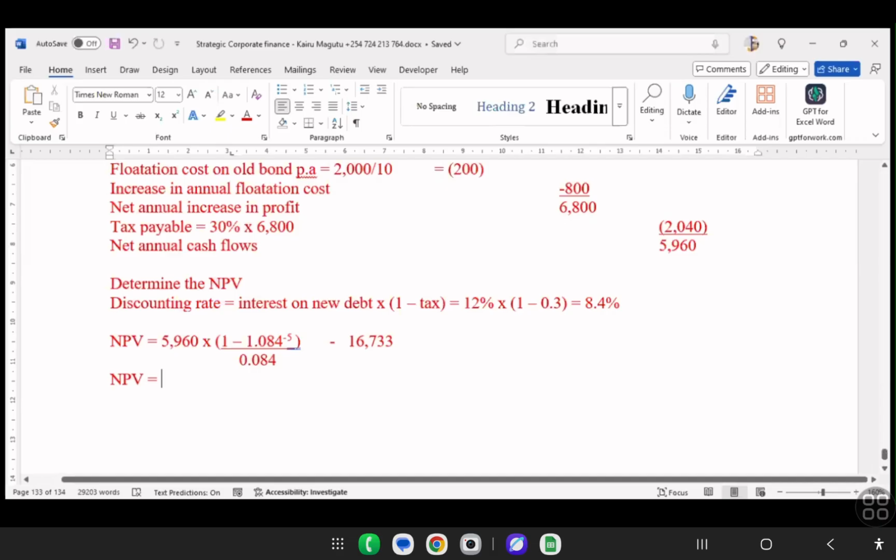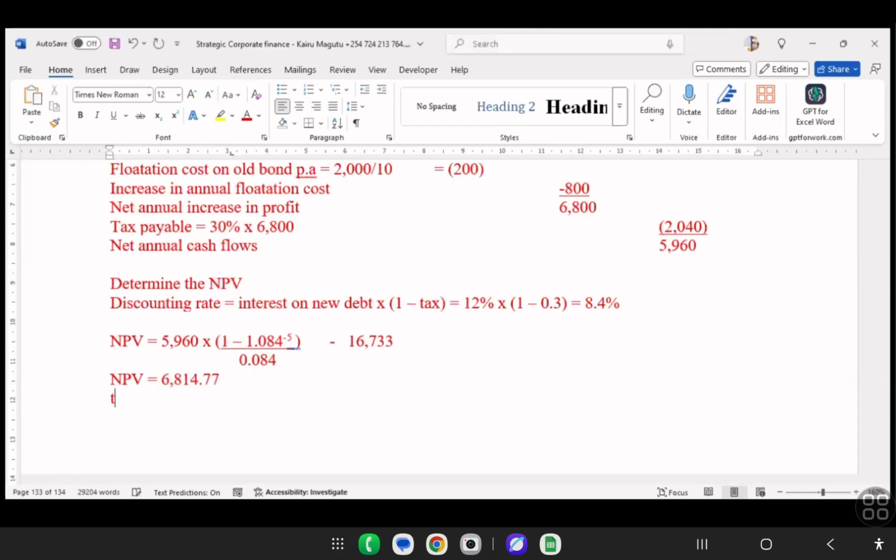68.14, a positive NPV. So we say that the refinancing is viable since the NPV is positive. The refinancing decision is viable since the NPV is positive. And that is what would be expected in an examination scenario. I don't know whether someone has a question. That is what we need to work out.